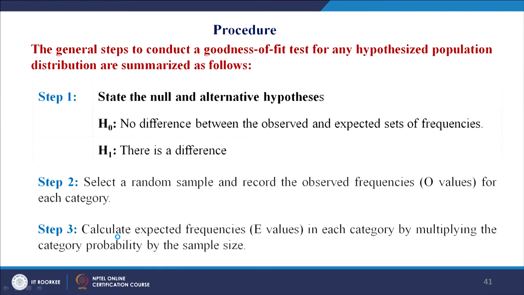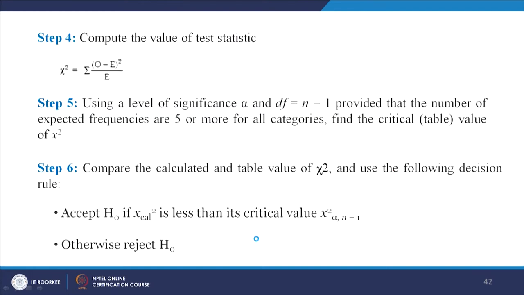So let us check the goodness of fit test. The general steps to conduct a goodness of fit test are as given. First is to state the null and the alternate hypothesis. So what are the null and the alternate hypothesis? Null is that no difference exists between the observed and the expected set of frequencies. So there is no difference, okay. Alternate says there is a difference between the observed and the expected. Now select a random sample and record the observed frequencies for each category. Calculate the expected frequency in each category by multiplying the probability by the sample size, okay. We will see a problem on that.